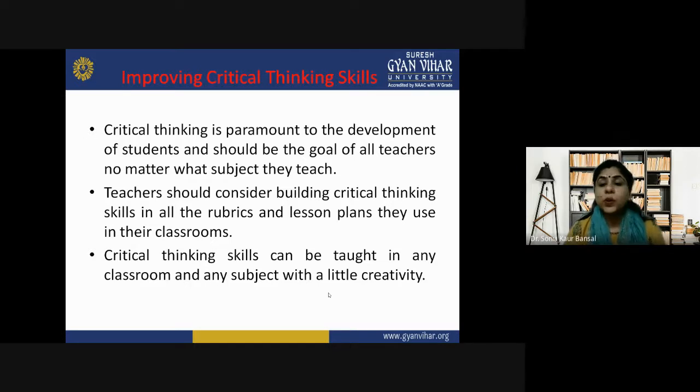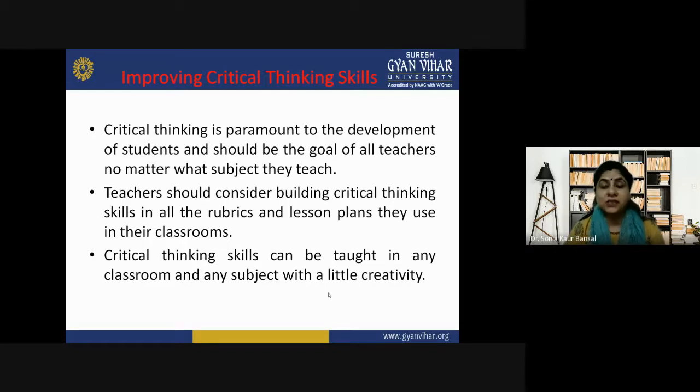So whatever the question, whatever the evaluation system is going on in the classroom, the thought provoking should also be there. There should not be direct questioning of something that you have just told them and they are answering. It will not enable their critical thinking. You just make them understand, first of all, the concept and then ask the question in that way that it does their brainstorming. So critical thinking skills can be taught in any classroom and any subject with a little creativity from the side of teachers.